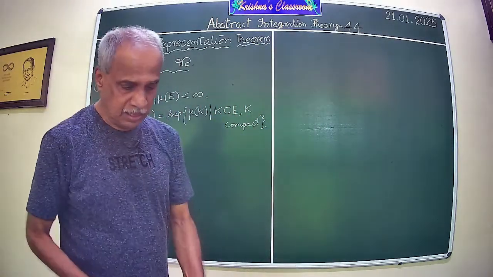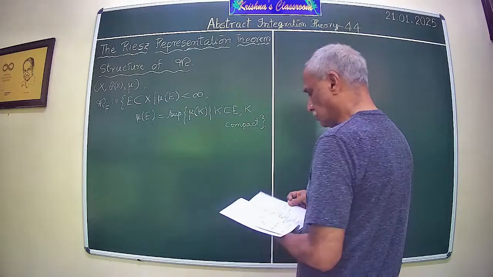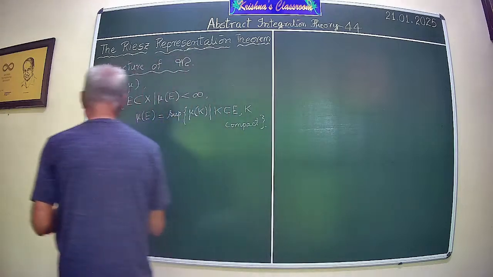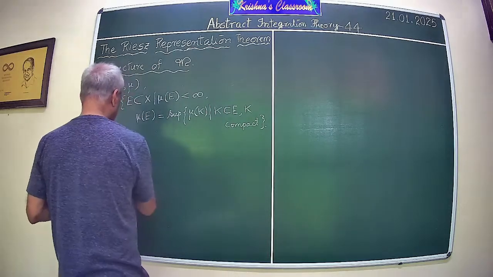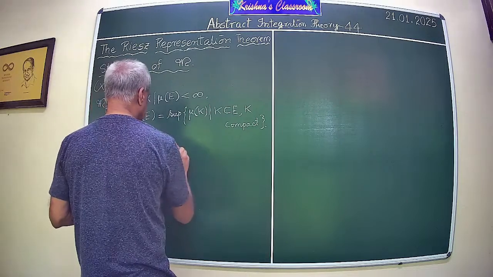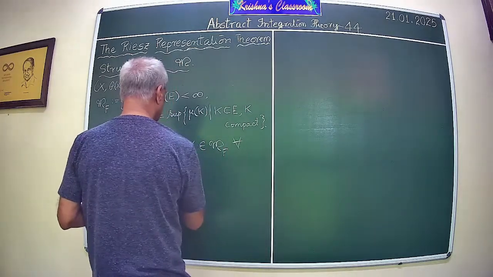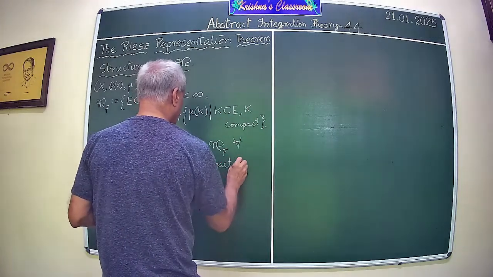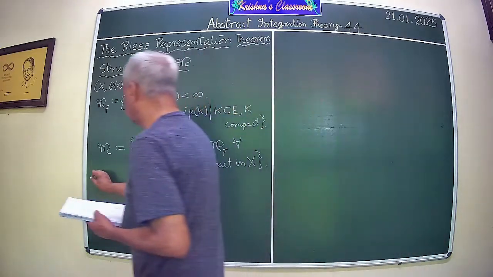Now, having got MF, we can define M as the set of all E contained in X with the property that E intersection K belongs to MF for every K compact. So we have these definitions now.